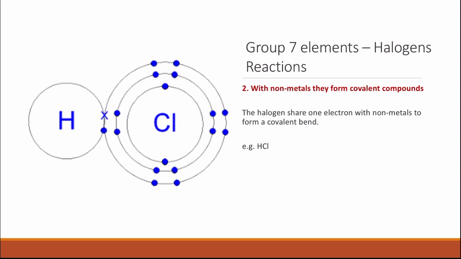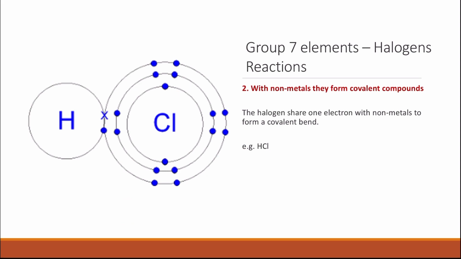With nonmetals, this is the second reaction. With nonmetals, they will form covalent compounds. So covalent compounds are compounds which have a type of bond called a covalent bond. Covalent bonds come from the sharing of electrons between elements rather than losing and gaining electrons. So there are no positive and negative charged ions, but the two elements will share the electrons, and the shared electrons will still give the atoms the stable configuration of a full outer shell of electrons.